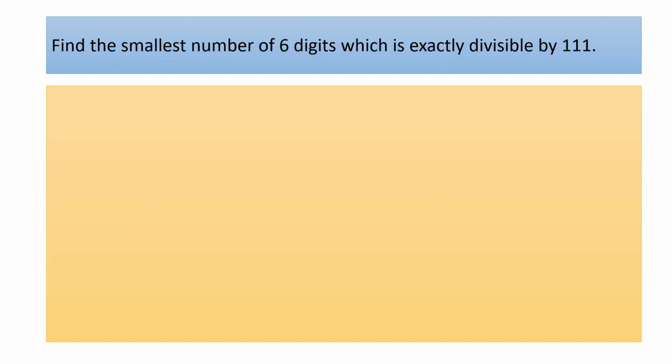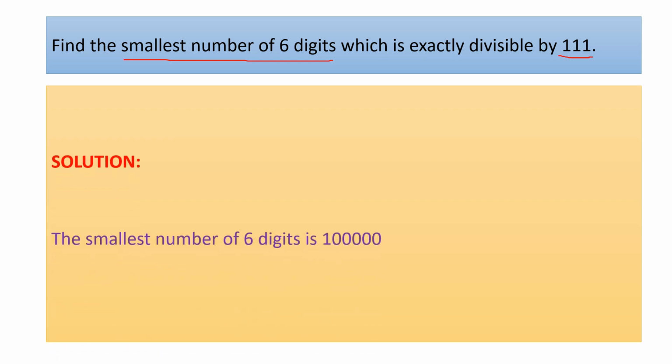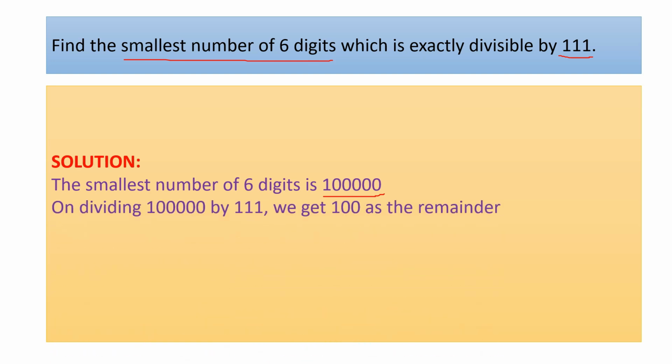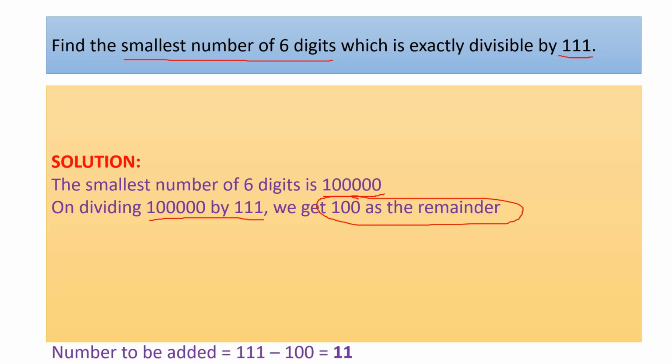Let's see the next problem. Find the smallest number of 6 digits which is exactly divisible by 111. So we have to find the smallest 6 digit number which is divisible by 111. So first we are taking a 6 digit number which is 1 lakh, and we are dividing this 1 lakh by 111, so that we are getting 100 as the remainder.